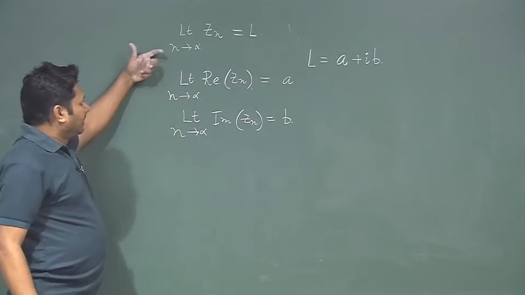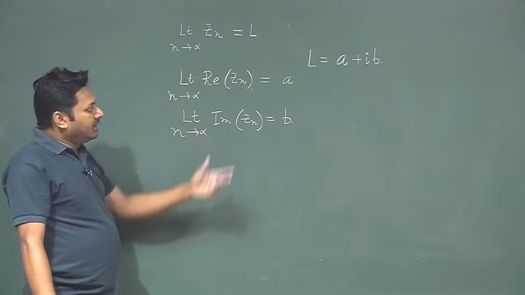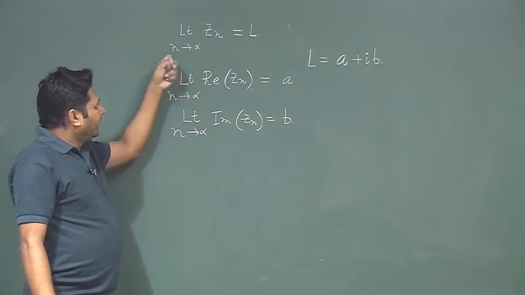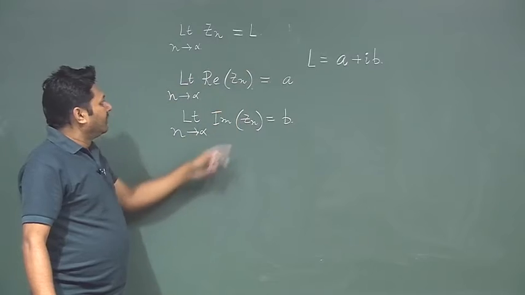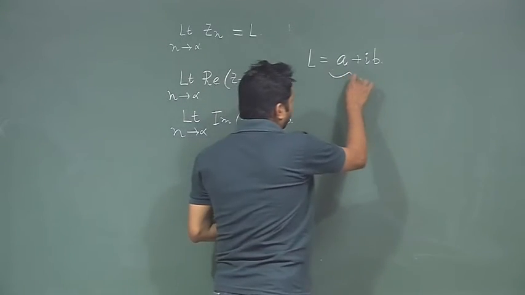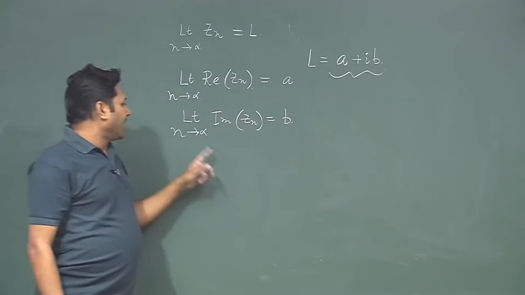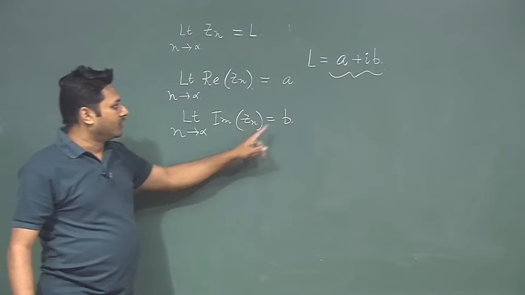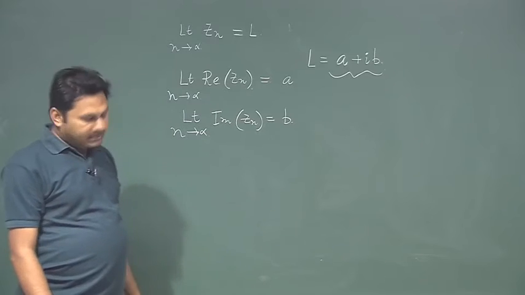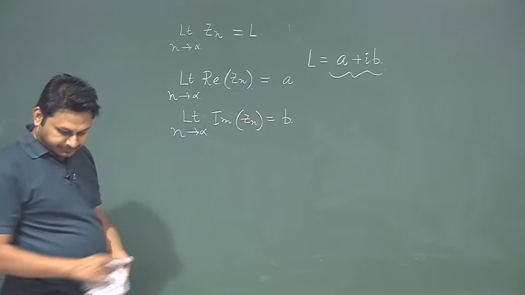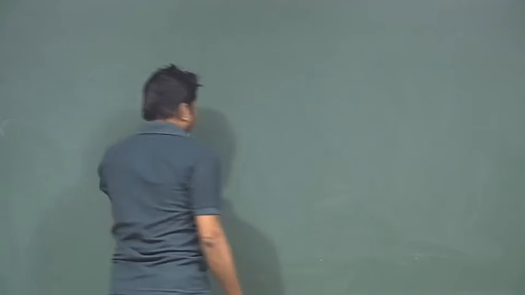So, that means this complex number contains two quantities, A and B, both real, and when n tends to infinity, Zn goes to some value L, which is a plus ib, a complex number. The real part of Zn goes to the real part of L, and the imaginary part of Zn goes to the imaginary part of L. That is essential, so that we can have the limit in our hand. Now, we go to a few more examples, and then things may be clear.